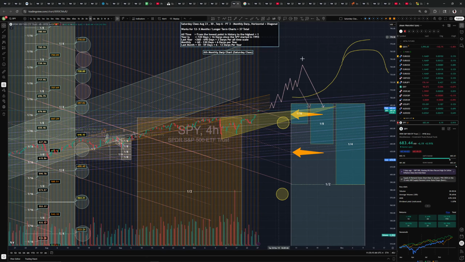Actually, you know what? Before we even do anything, let's go ahead and add our CS zones. Oh, I took off the chart. I guess I'll just add it here and then bring it back to the other chart. Again, this is one of my other trading styles. Turn on the magnet tool. Boom, boom. Excellent.